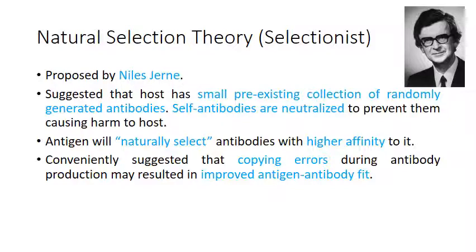So Nossal proposed another theory, which is the natural selection theory. The natural selection theory is a selectionist theory, and he suggested that the host has a small pre-existing collection of randomly generated antibodies. The self-antibodies are neutralized to prevent them from causing harm to hosts through negative selection. As we all know, self-antibodies will bind to self cells, thus causing autoimmune diseases. Antigen will naturally select antibodies with higher affinity to it, and Nossal conveniently suggested that copying errors during antibody production may result in an improved antigen and antibody fit.